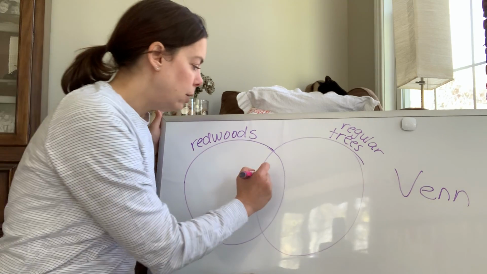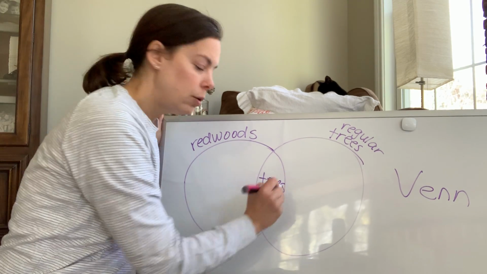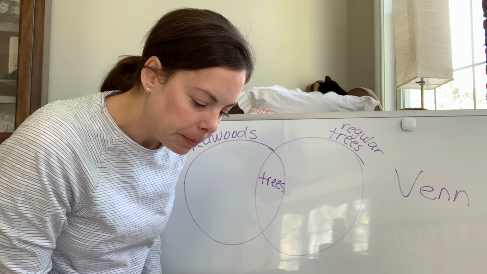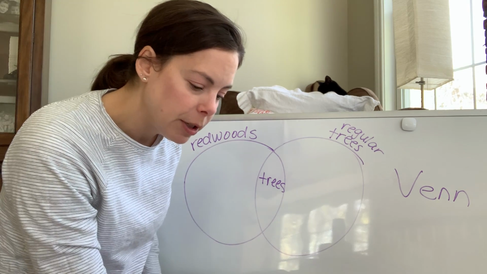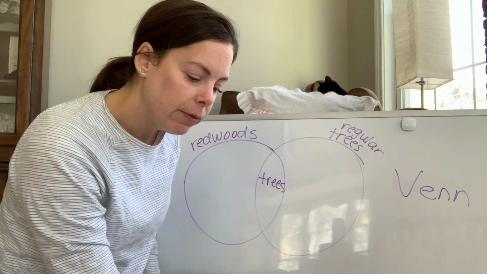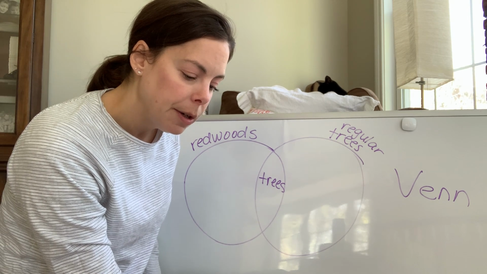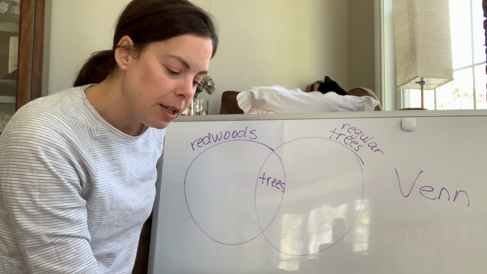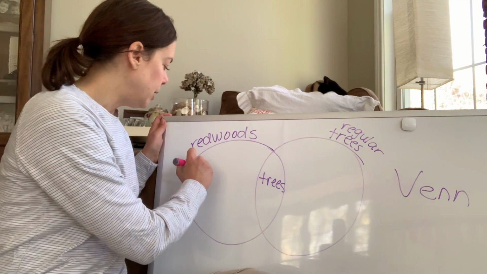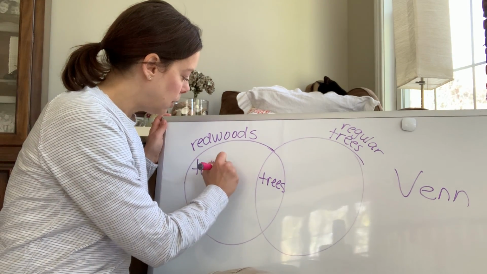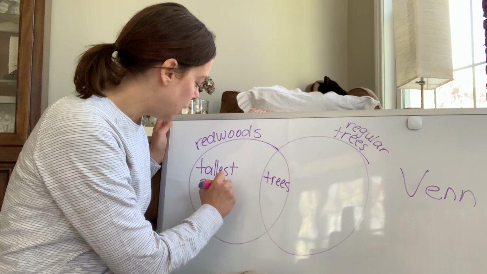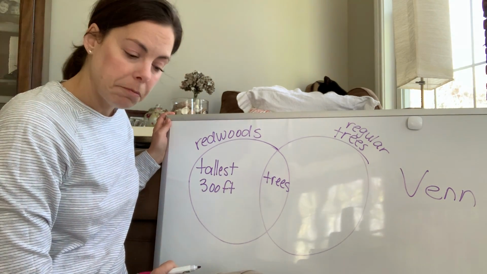So let's take a look. We know they are both trees, regular trees, redwood trees. Let's see. A forest is a large area of land covered by trees growing close together. There are different kinds of forests. One of the most amazing kinds of forests is the redwood forest. In a redwood forest, you find some of the tallest trees in the world. So redwoods are the tallest. It can grow over 300 feet. Interesting.